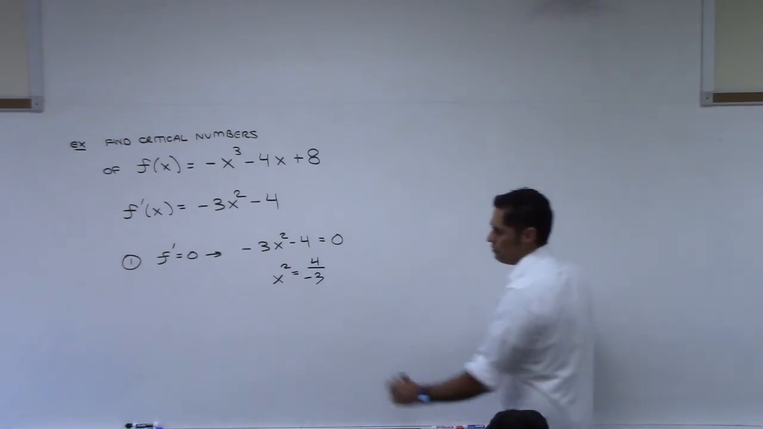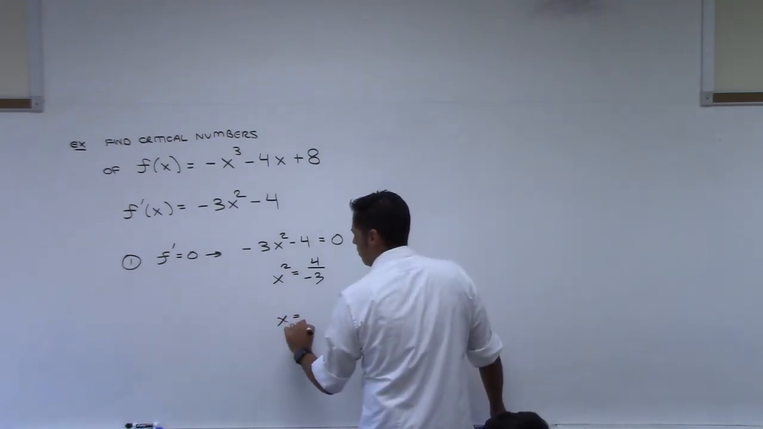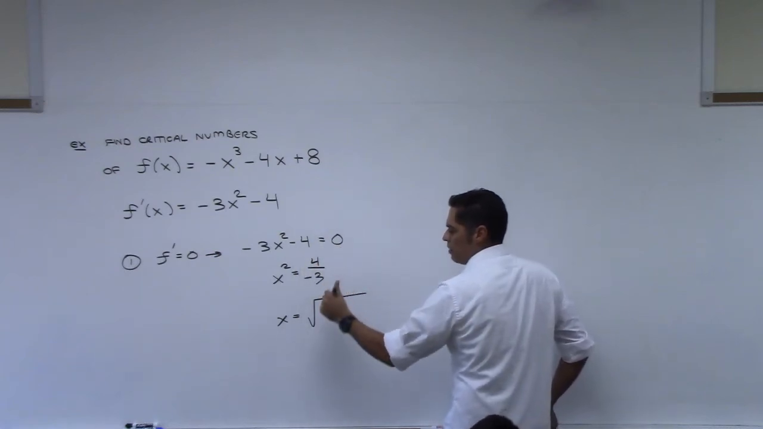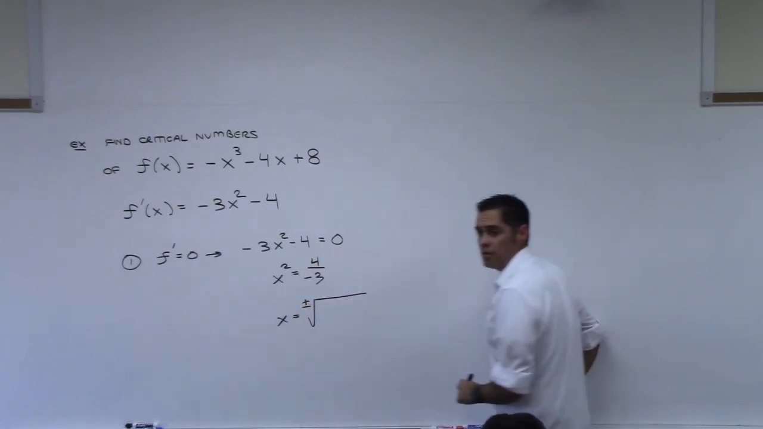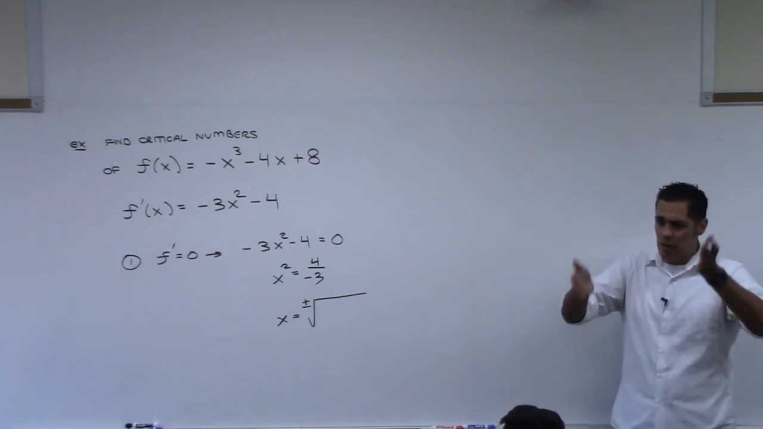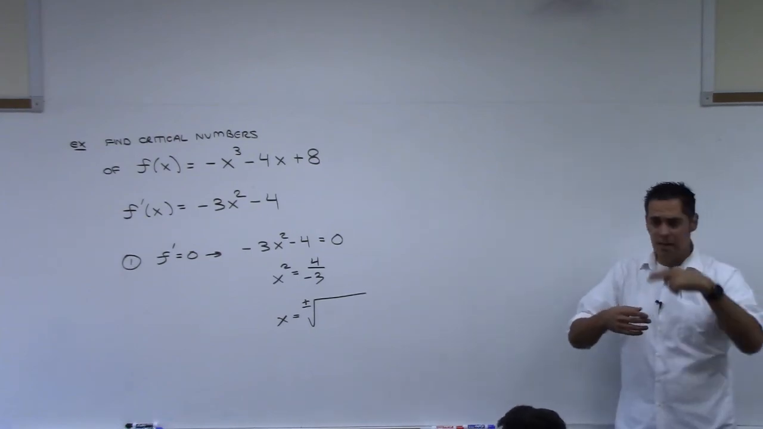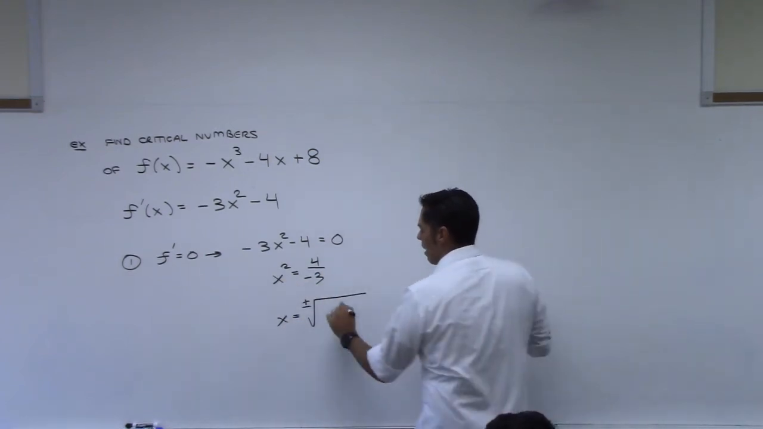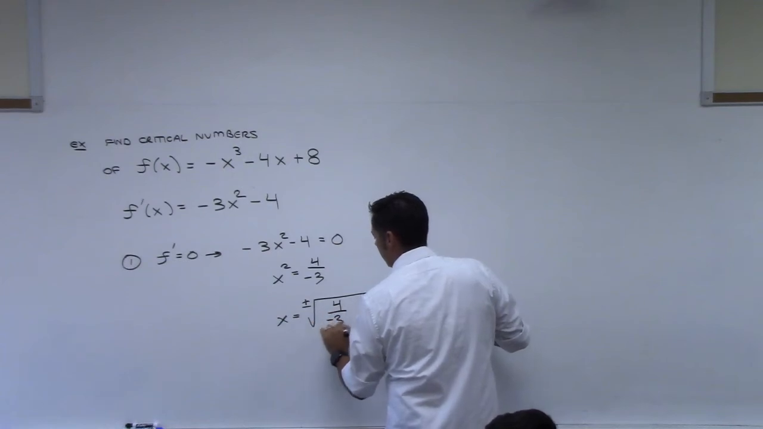Okay, now what? We're solving for x. Take the square root. So we take the square root, and anytime we take the square root on both sides of an equation, we must do plus or minus. Does that sound familiar to you? Have you heard that before? Anytime you initiate a square root on both sides of an equation, you must consider both the positive and the negative. So I'm taking the square root of the left side, I get x. Square root of this side, 4 over negative 3.